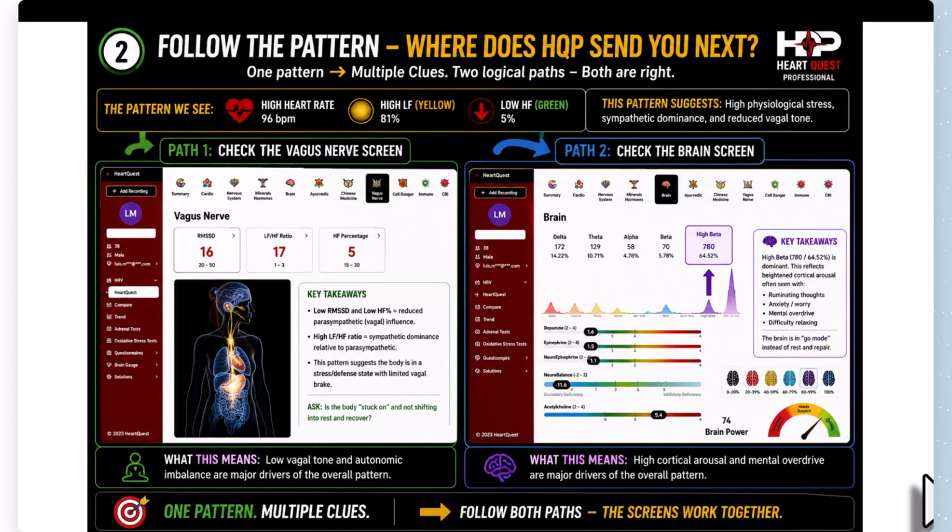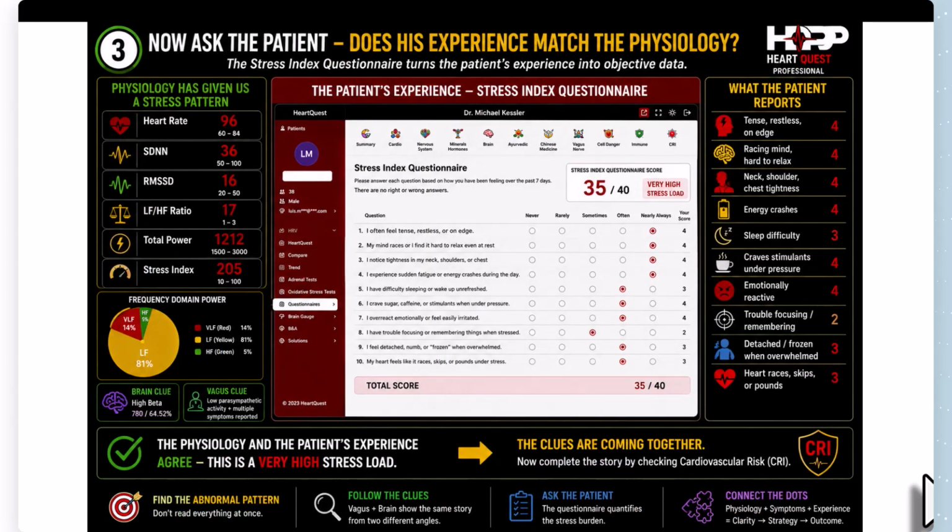The brain is in a go mode instead of rest and repair. So that's kind of a sequence I like to, there's no specific way that you have to do this. But when I see those kind of parameters, I want to know what's going on with the vagus nerve. I want to know what's going on with the brain. And then that takes me to my next thought, which is, okay, let's look at how this guy experiences life.